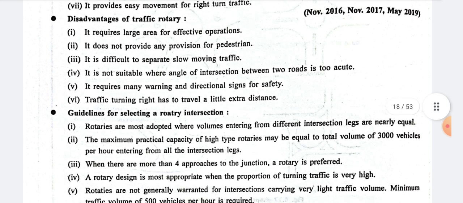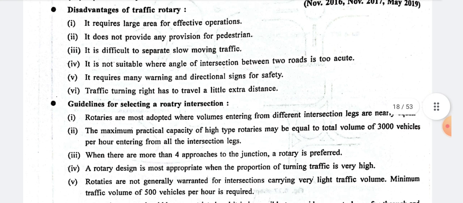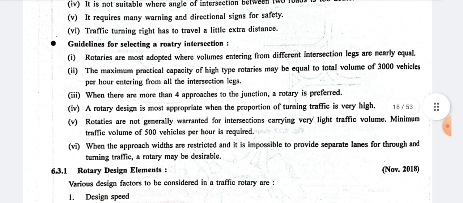Third one is it is difficult to separate slow moving vehicle traffic. And fourth is it is not suitable where the angle of intersection between two roads is too acute. And fifth one is it requires many warning and directional signs for safety. And sixth one is turning traffic has to travel a little extra distance. So here are some of the disadvantages.